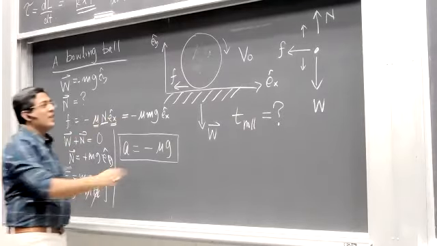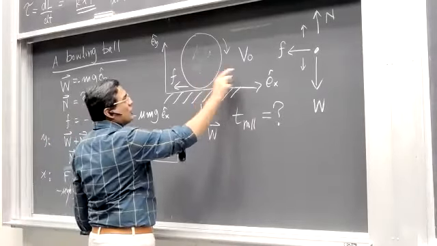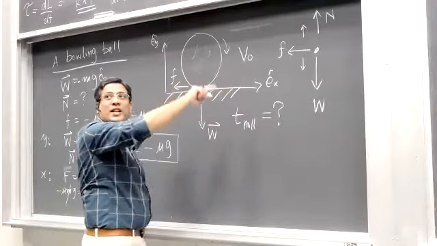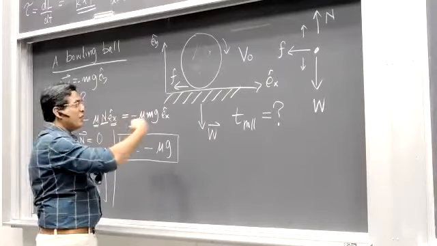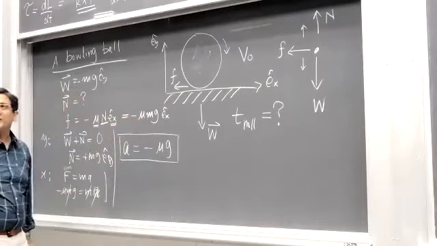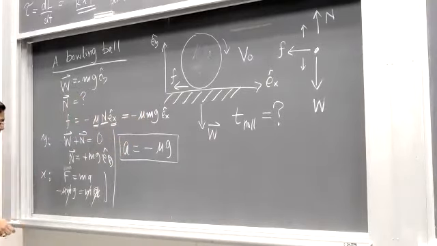Okay, and we are given that the object is initially moving with v naught in this direction. ठीक है? So we have to consider the direction of the frictional force opposite to that. ठीक है? Okay, thank you, sir.